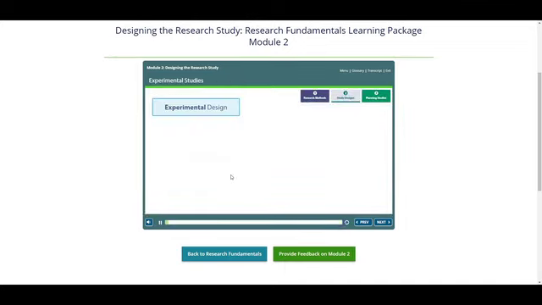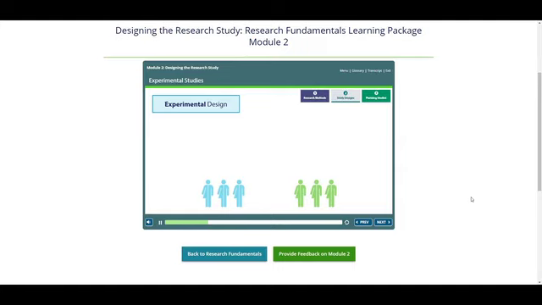Now let's take a look at experimental design. In this kind of design, the research team assigns people to a specific treatment. One group of patients gets treatment A. A second group of patients might get a different treatment. Both groups measure results in the same ways, and the outcomes of the two groups are compared.